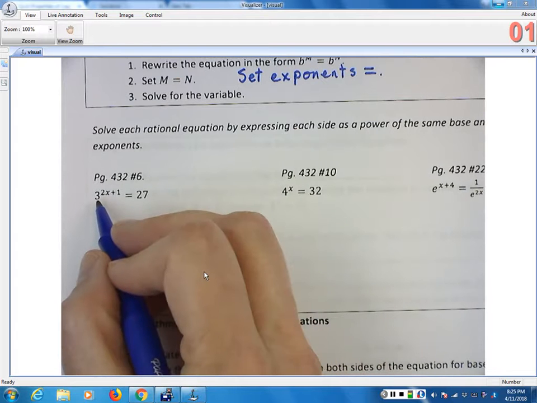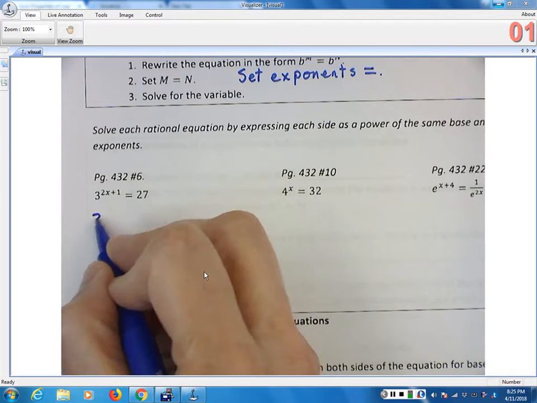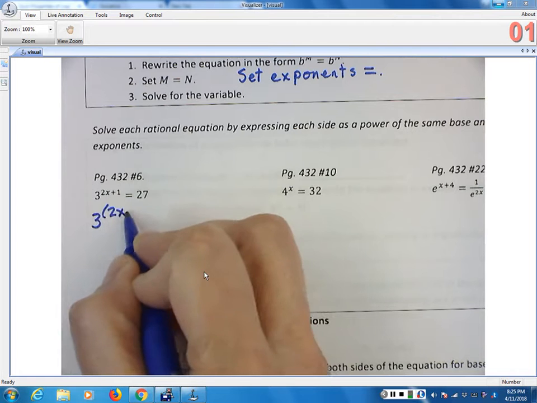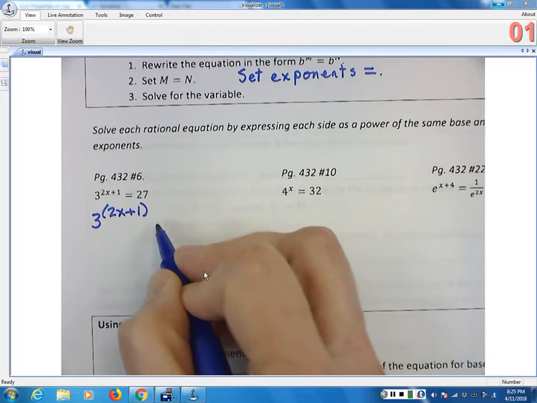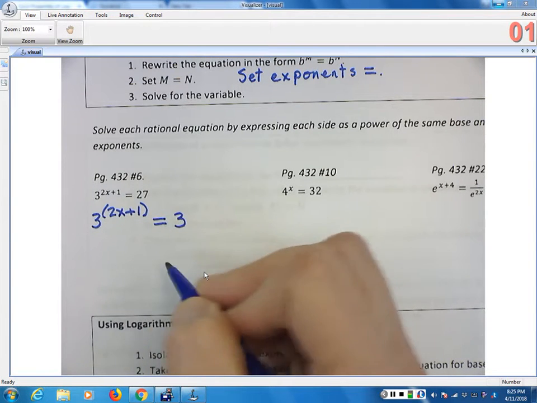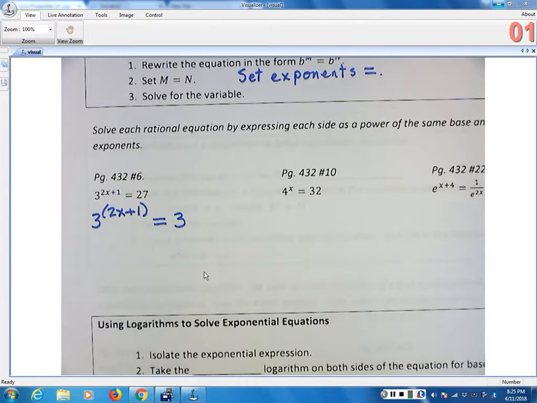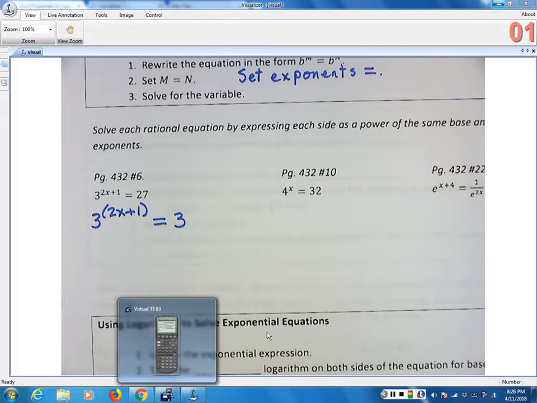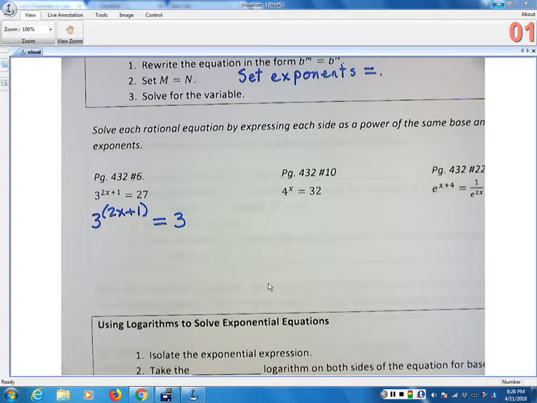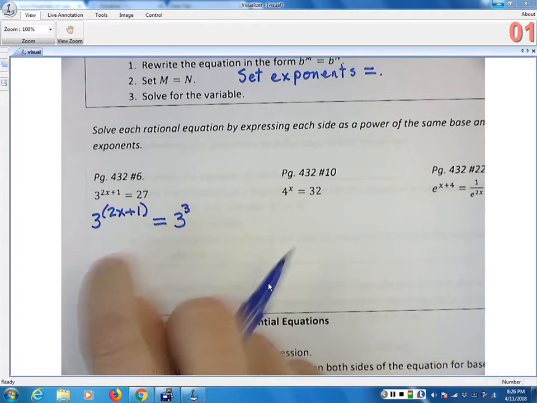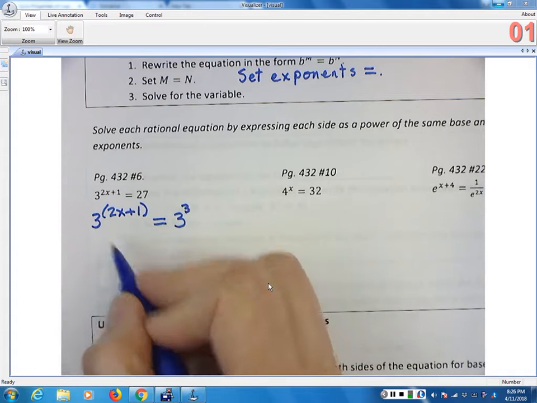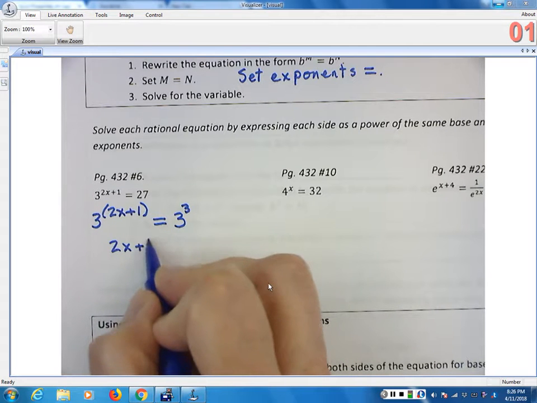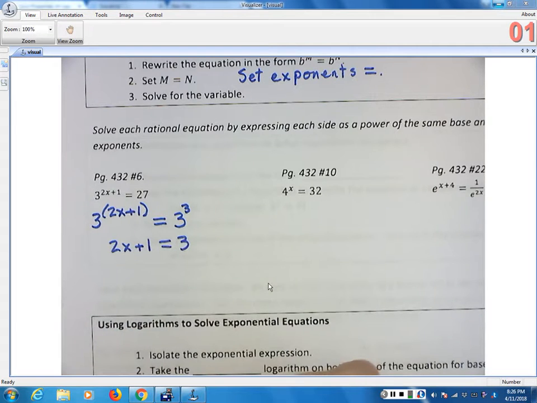So we have a base of 3 over here. So that means we want to look, and this is an exponent of 2x plus 1. How can we rewrite 27 with the base of 3? You can take your calculator and find it. It's 3 to the third power, right? Now the bases are equal, means the exponents are equal. So 2x plus 1 equals 3. Now we solve for x.